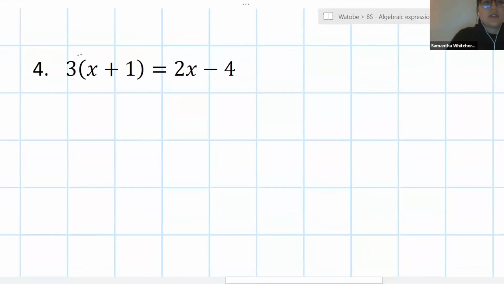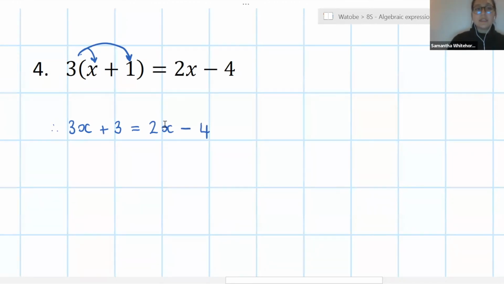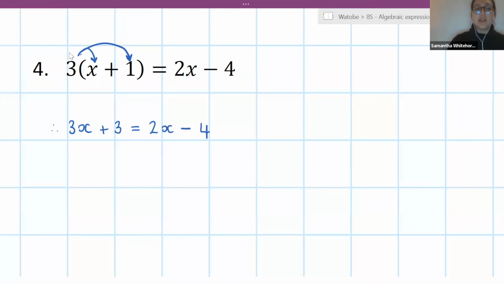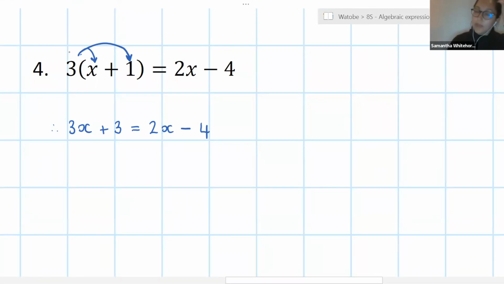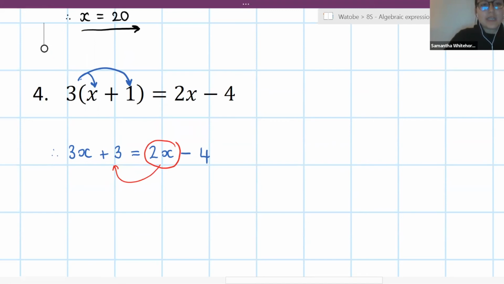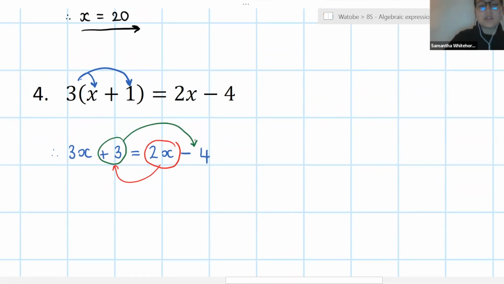So the first thing I want to do is distribute that 3 into my bracket. Now, this is sort of back to simplification of algebra. When we say 3 times x, I get 3x, and 3 times positive 1 is positive 3. So on the left-hand side, I've got 3x plus 3, and on the right-hand side, my 2x minus 4. Now, remember we said we want to try and get all of the x terms to the left and all of the constants to the right. So I somehow want to get this positive 2x over to the left-hand side, and I somehow want to get this positive 3 over to the right.